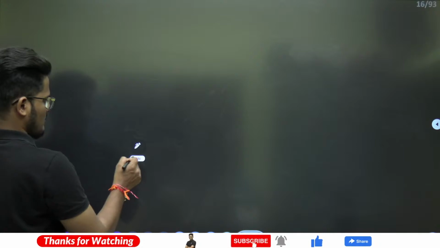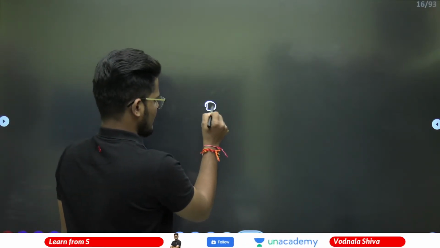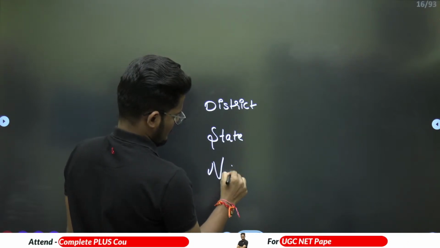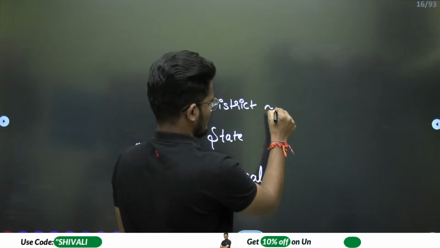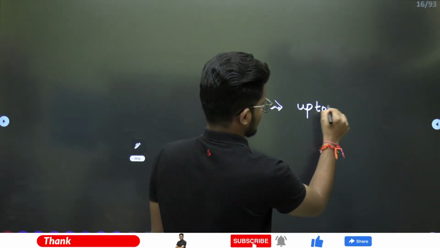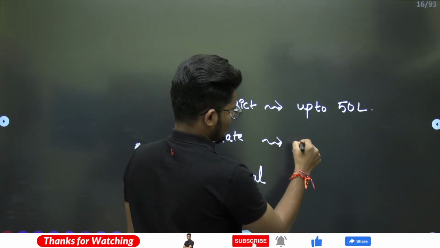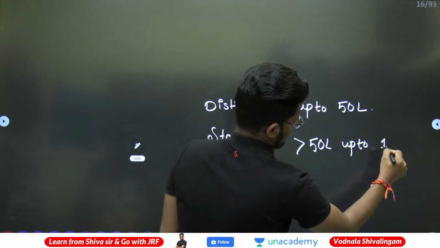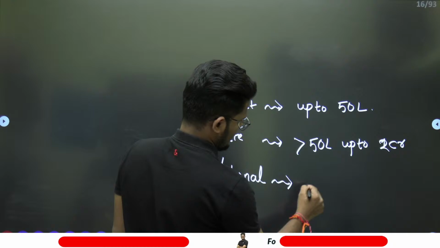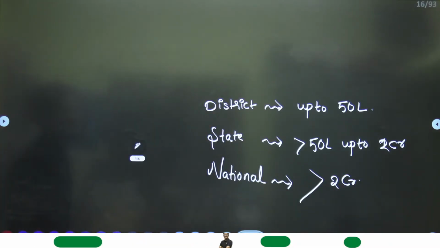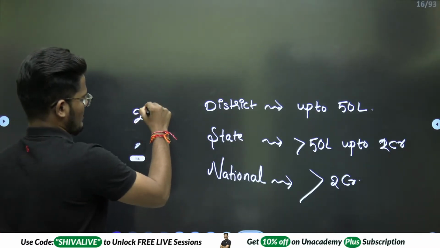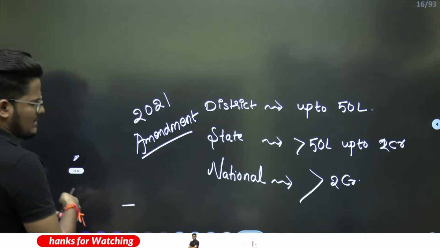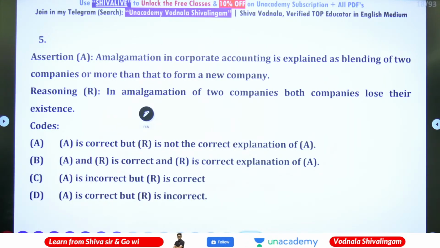I will tell you how it will work. So district commission, state commission, national commission. District commission will be the value of goods and services up to 50 lakhs. State commission matters will be more than 50 lakhs up to 2 crores. National commission would be more than 2 crore. So district, state, national as per the 2021 recent amendment. As per the 2021 amendment, remember this one because this can be asked in upcoming examination. This is a new rule which has been introduced. Ignore about the question. Next.